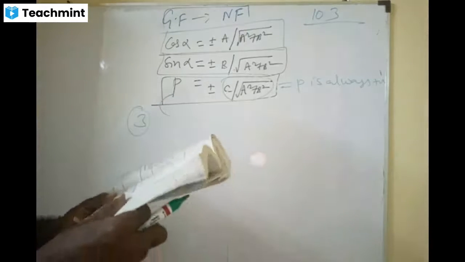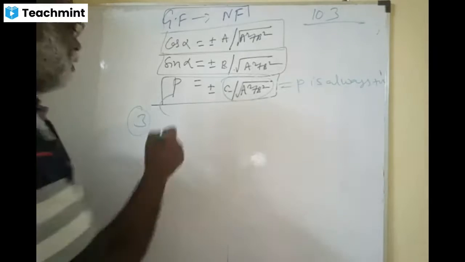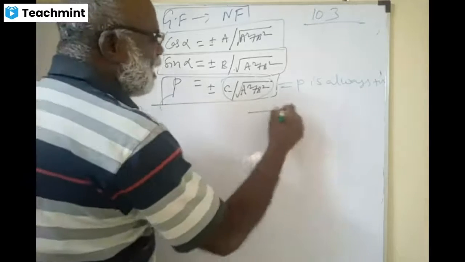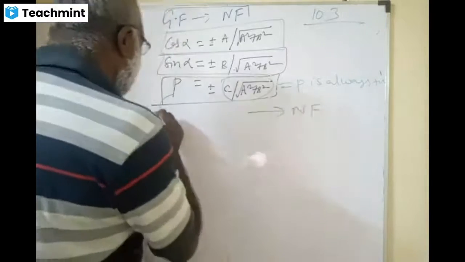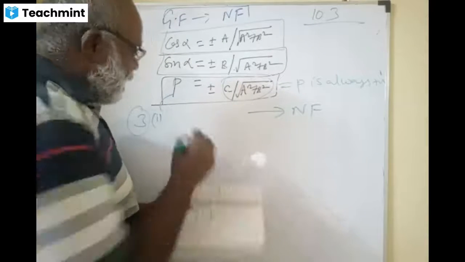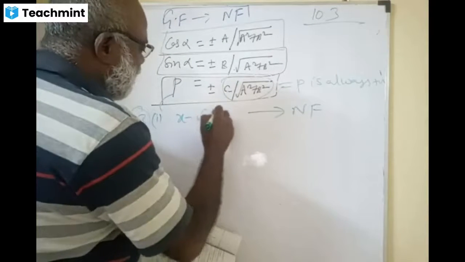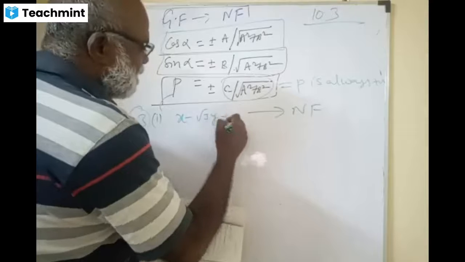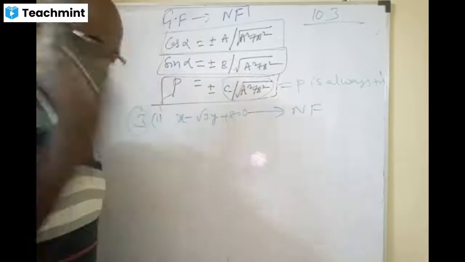Third question: reduce the following equations to normal form. Number one, first one. What is that? x minus root 3 y plus 8 equal to 0.